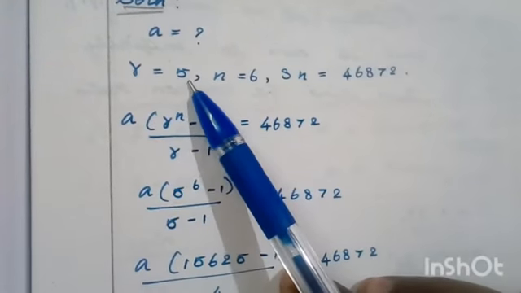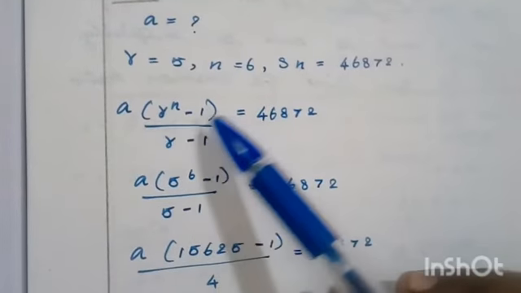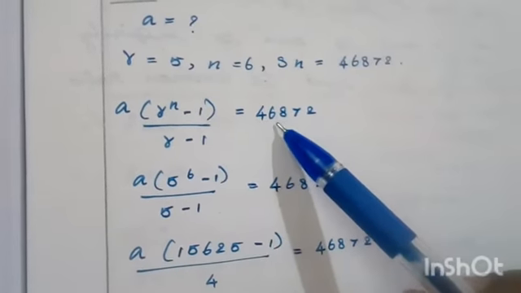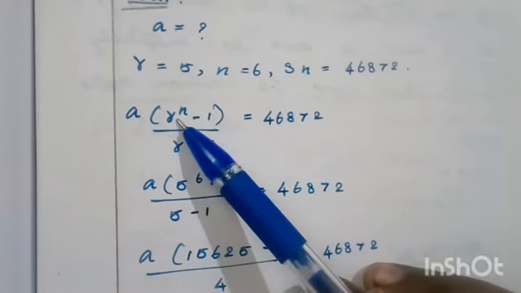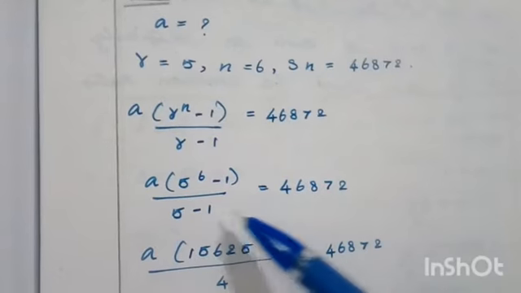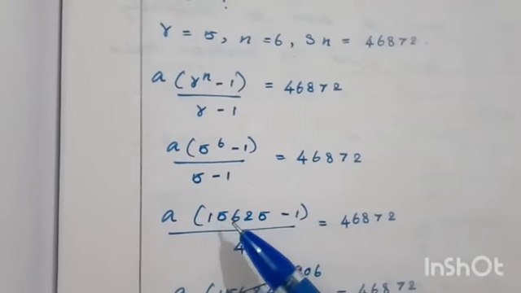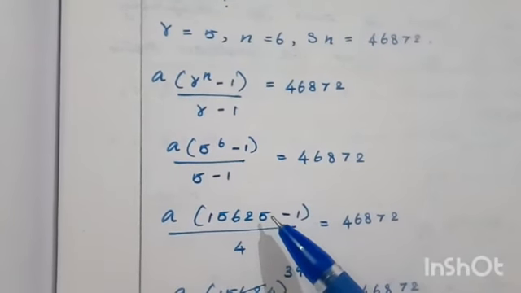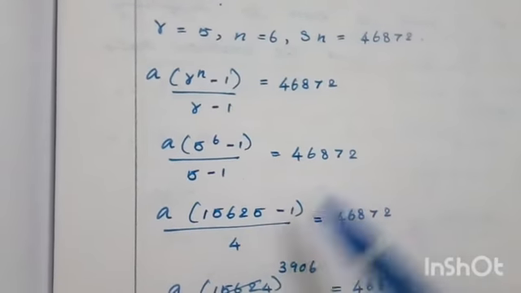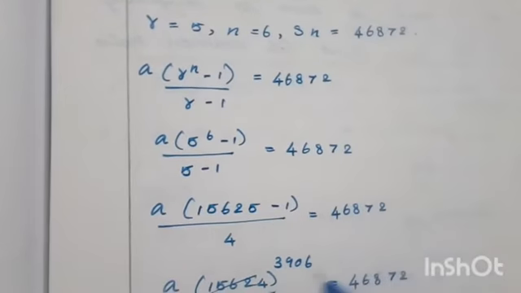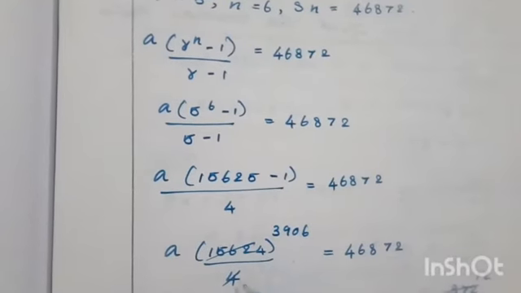Now r is greater than 1, so we use the formula a into (r power n minus 1) by (r minus 1), which equals 46,872. So a into (5 power 6 minus 1) by (5 minus 1) equals 46,872. 5 power 6 has the value 15,625, that is 5 into 5 into 5, 6 times, minus 1 by 4. Subtracting these two gives 15,624 by 4.